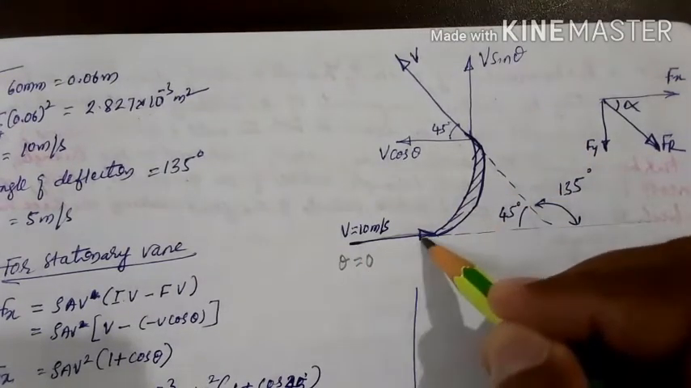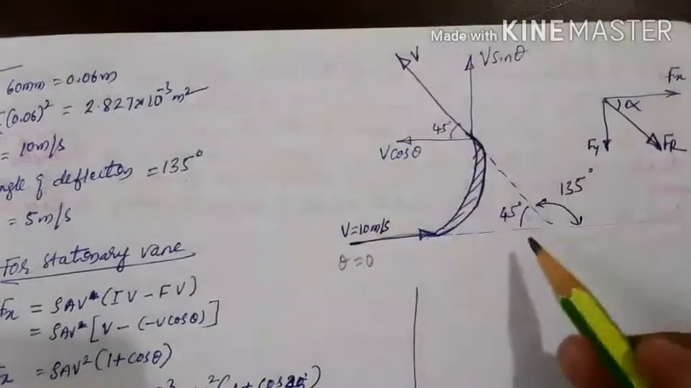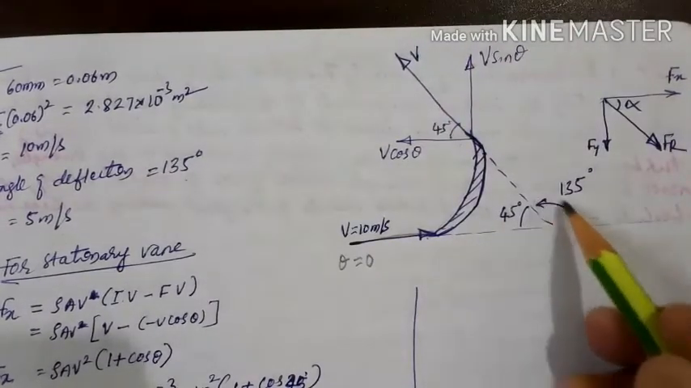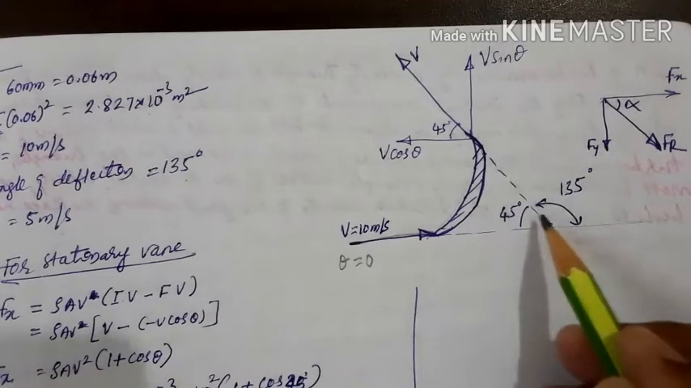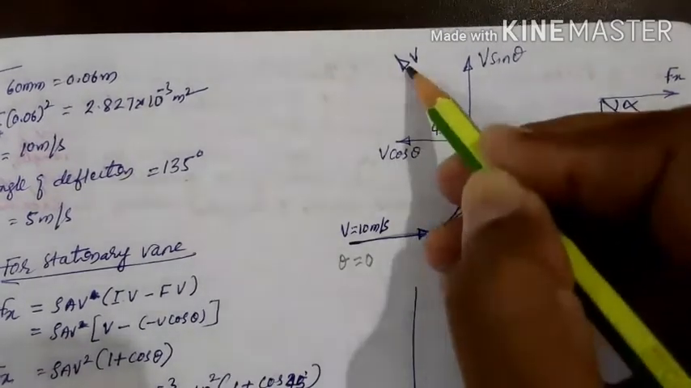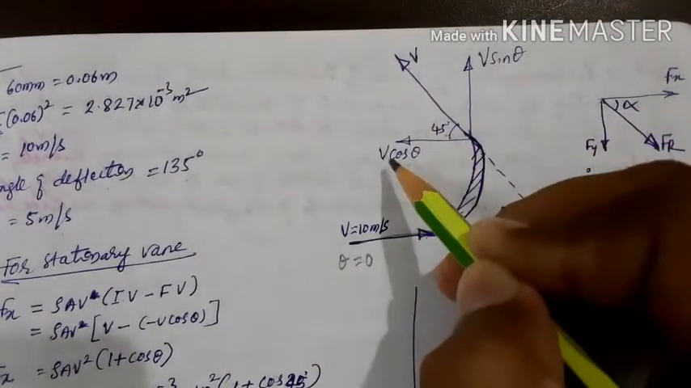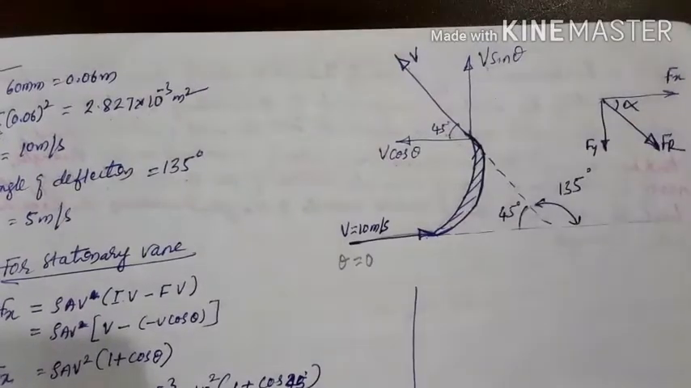After entry, it glides over the surface and exits like this, but the angle of deflection is given as 135 degrees with the horizontal. Then this angle will be 45 degrees, this angle equal to this angle. Then when we resolve the component v, we get one vertical and one horizontal, that is v cos theta and v sin theta.